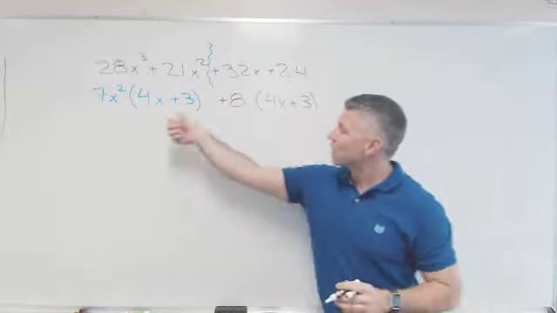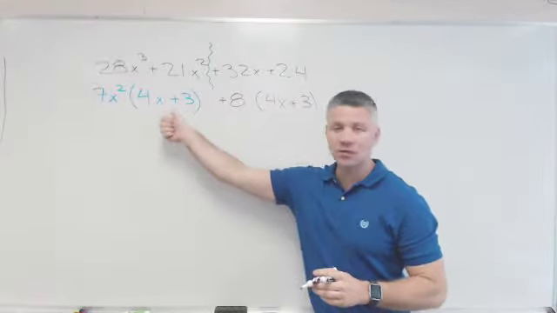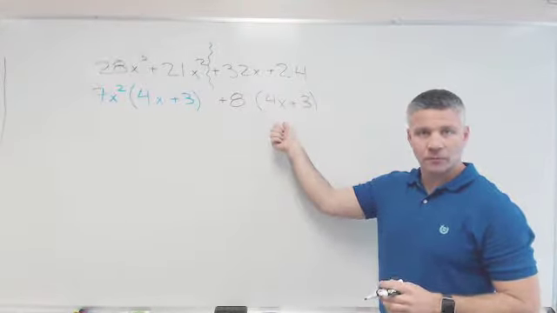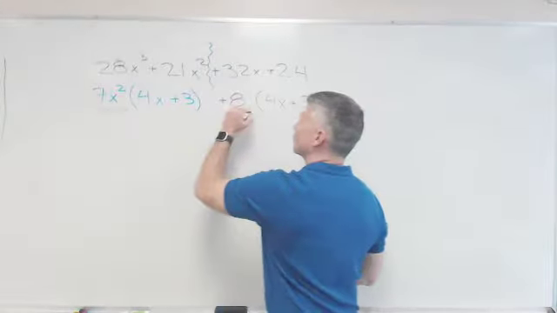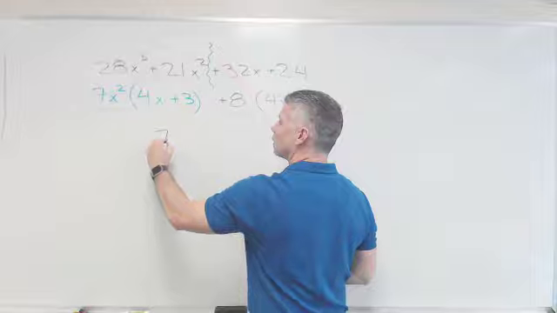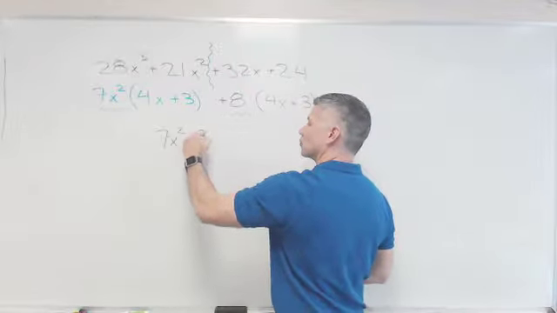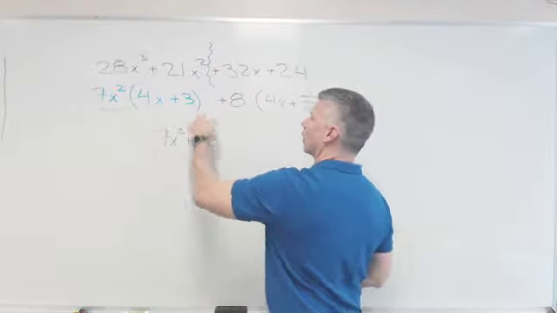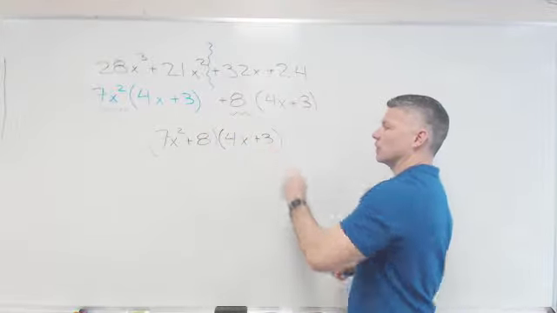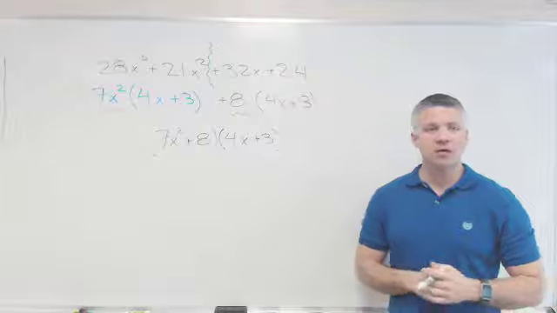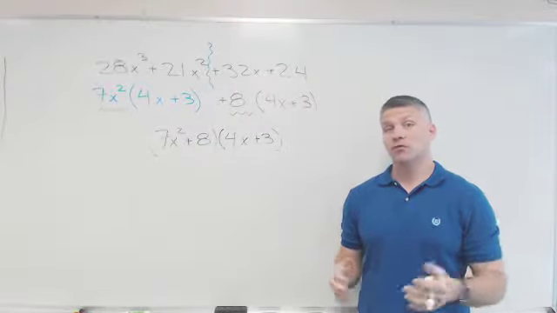And again, this must happen. Parentheses must be the same. Now, in order to combine, we add our coefficients, 7x squared and 8. And our parentheses stay the same. 7x squared plus 8, 4x plus 3. That's our answer.